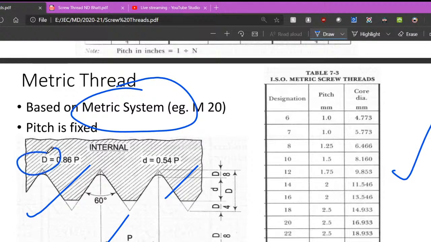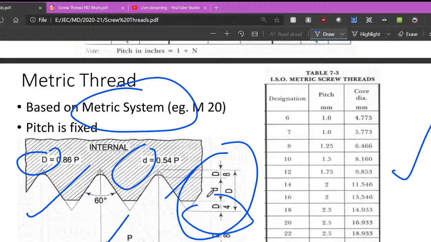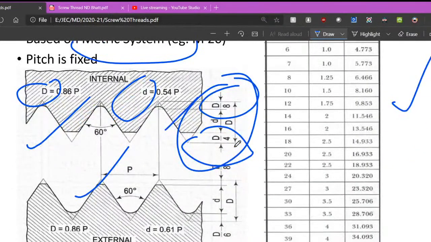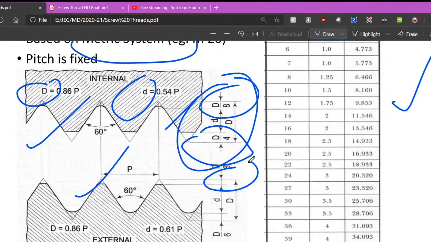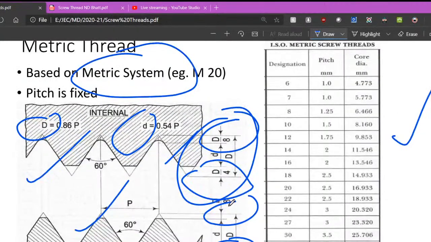Again, capital D is your theoretical depth and small d is the actual depth. For the internal thread, you have to cut D by 4 part, and D by 8 part you have to leave inside the internal thread. For the external thread, D by 8 you have to cut here, D by 6 you have to leave. So, theoretical and actual.